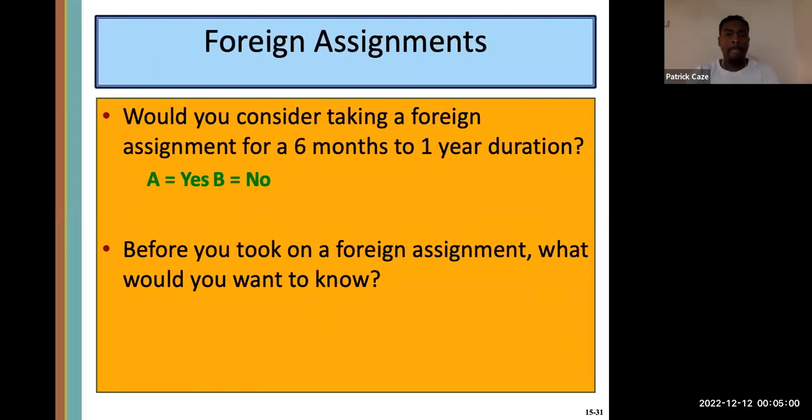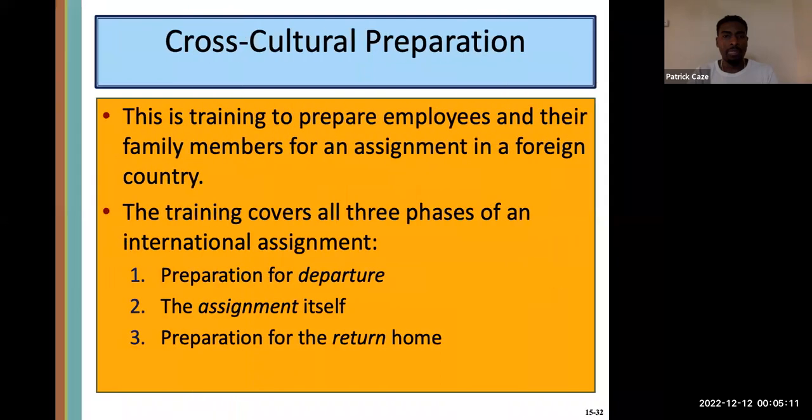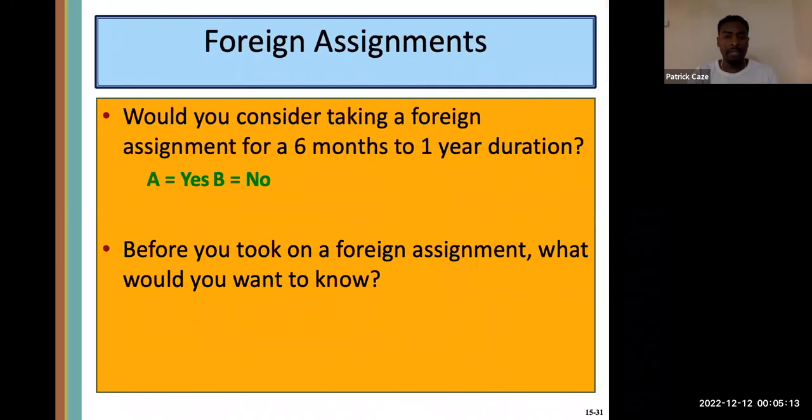Okay. So for foreign assignment, will you consider taking a foreign assignment for 6 months to a year duration? A equals yes, B equals no. When you take on foreign assignment, what do you want to do? It was just a little test they were giving.